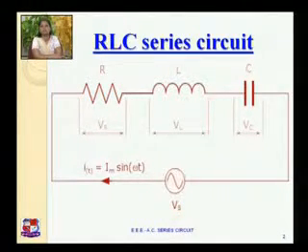Resistance, inductor and capacitor are connected with the alternating supply Vs. The voltage across the resistance is VR, the voltage across the inductor is VL, and the voltage across the capacitor is VC. We are assuming that the supply voltage Vs is the alternating supply, and the current passing through the circuit is IT, which is equal to Im sin omega t. Im sin omega t is the instantaneous value of current. It will change according to time.